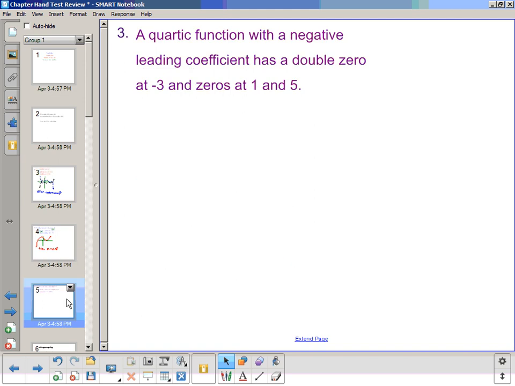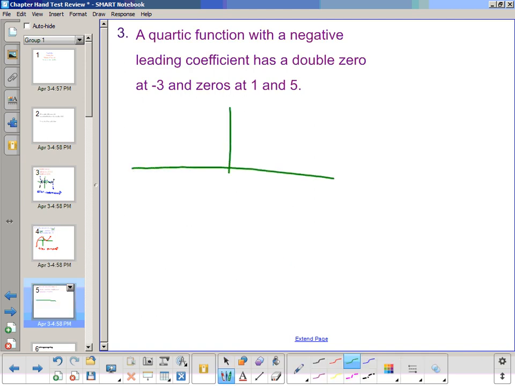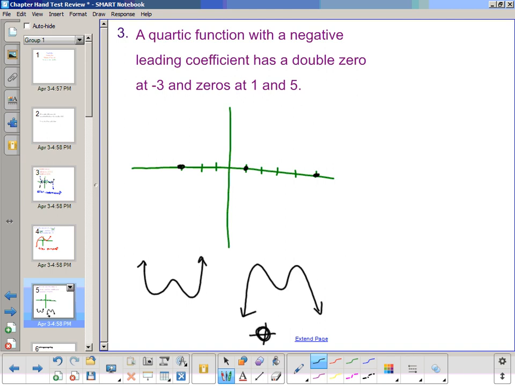And the next one, we've got a quartic function. Specifically, we've got a leading coefficient that's negative. So we've got a double zero at -3 and single zeros at 1 and 5. And since quartic functions will have this general shape or this general shape, and since the leading coefficient is negative, it has to look like this one. And the double zero is here, so we'll be coming up and bouncing back from the x-axis and then zipping through both of those zeros.